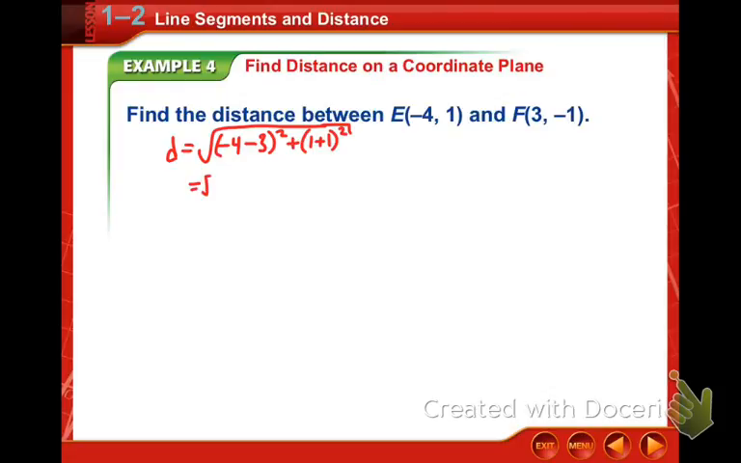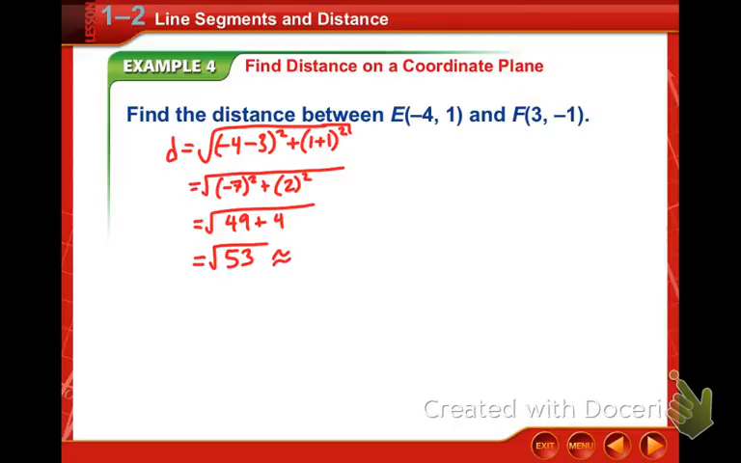So now we're equal to the square root of -4 minus 3 is -7, plus 1 plus 1 is 2, and -7 squared is 49, and 2 squared is 4. So we end up with the square root of 53, which is about, so when you have 2 squiggly lines, that's approximately, or about, and that is almost equal to 7.28.